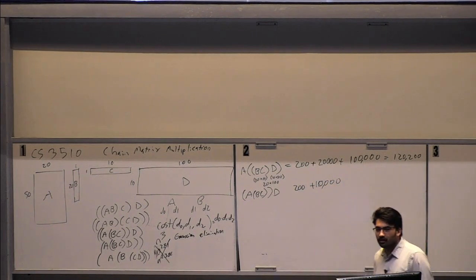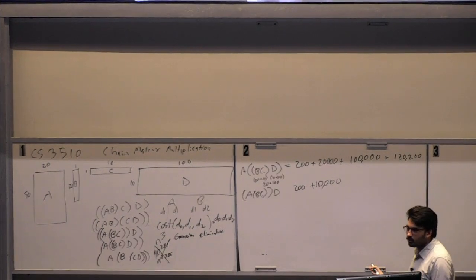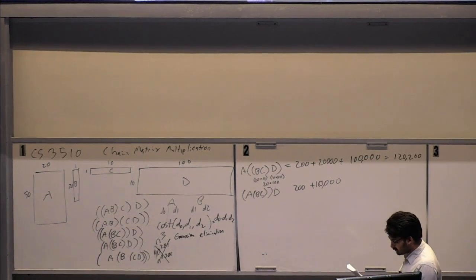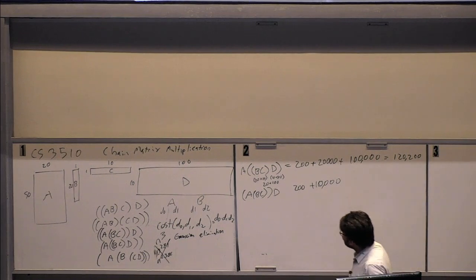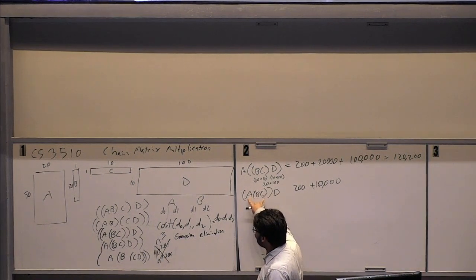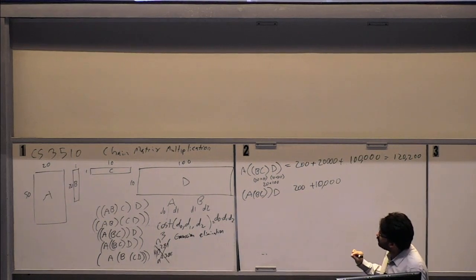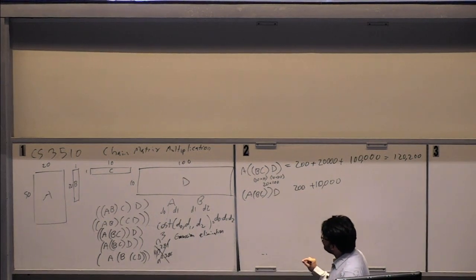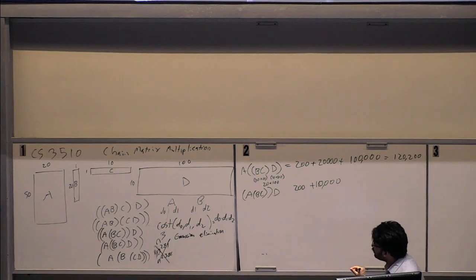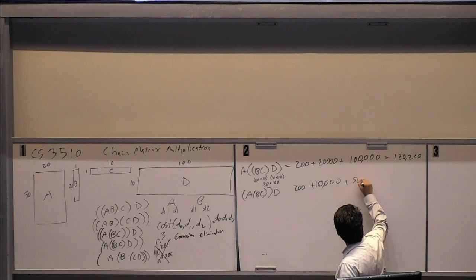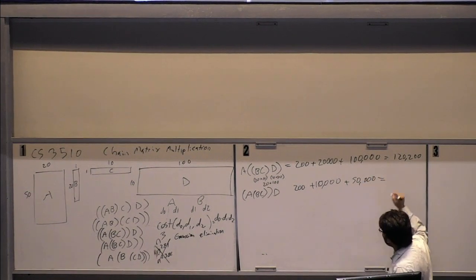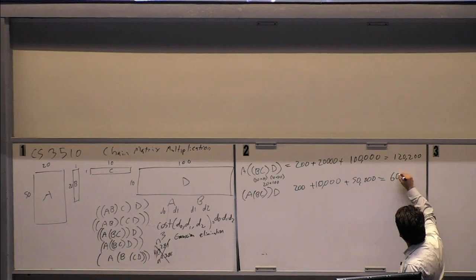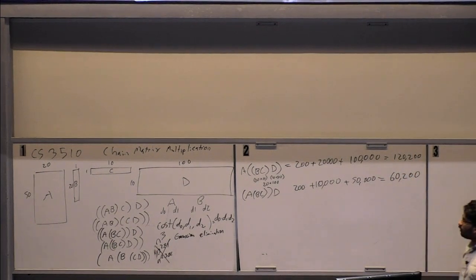Yeah, there's going to be a lot of little numbers in today's lecture, so please do it with me and make sure I don't make any mistakes. I don't want to miss a zero or something. If I do, everything's going to be off. So then we're going to be left with a 50 by 10, and we're going to multiply that by a 10 by 100. So that's going to be 50 times 10 times 100, which is going to be 500 times 100, which is 50,000. And this is equal to 60,200. So already notice that the difference in association matters quite a lot, yeah?